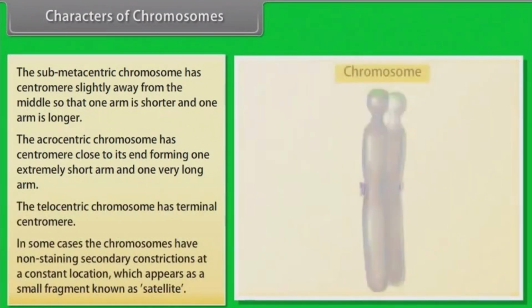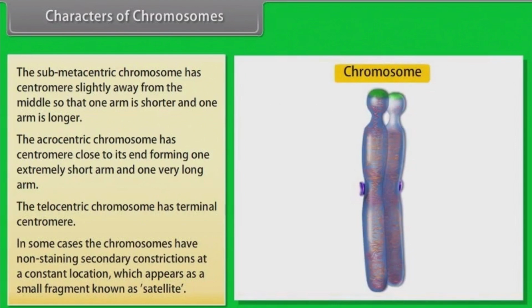In some cases, the chromosomes have non-staining secondary constrictions at a constant location, which appears as a small fragment known as satellite.